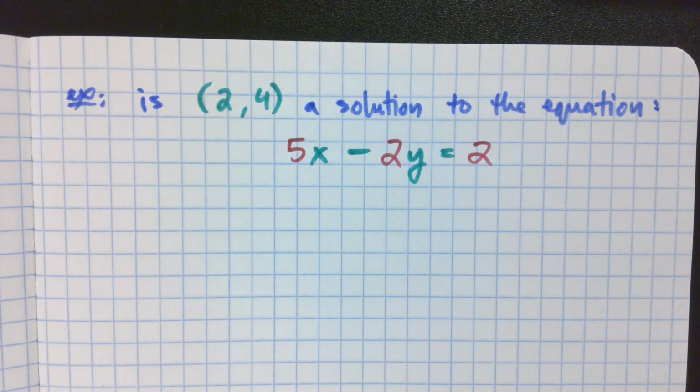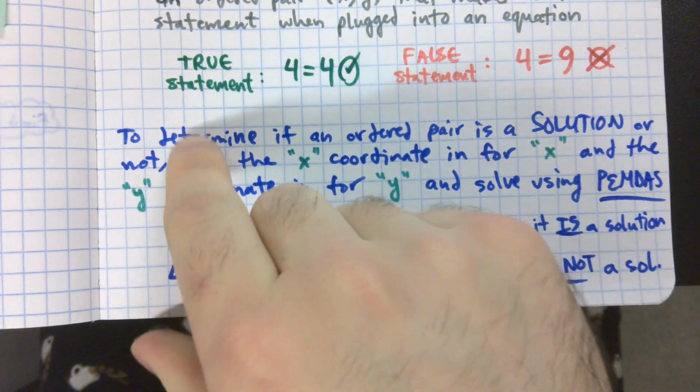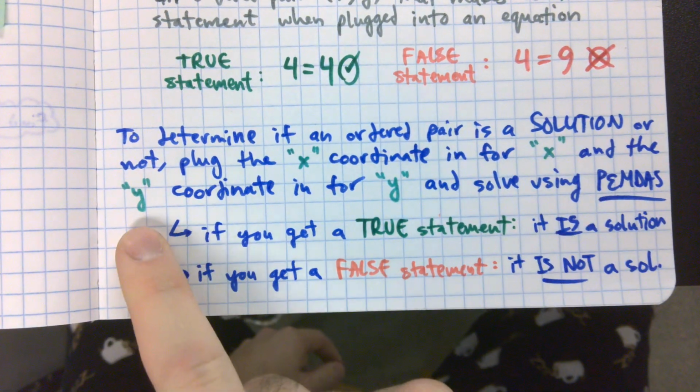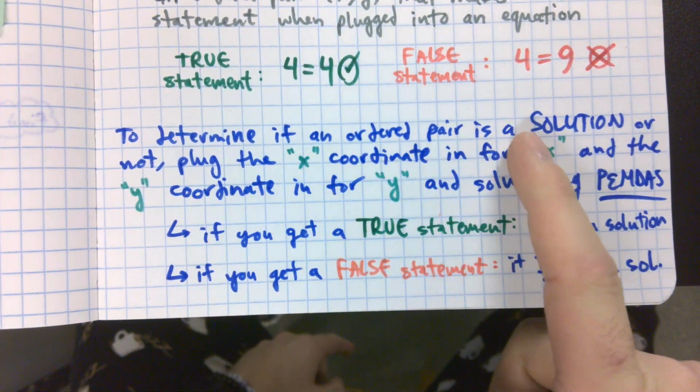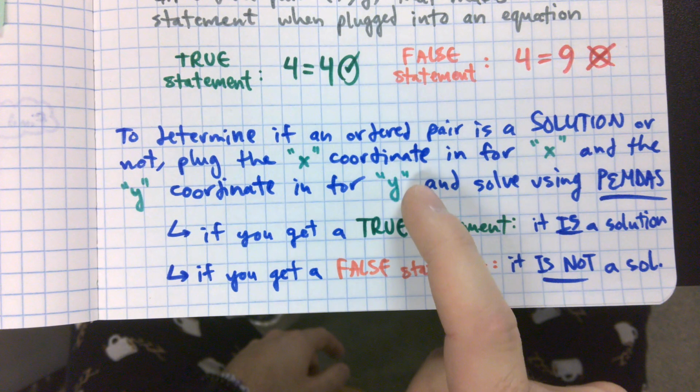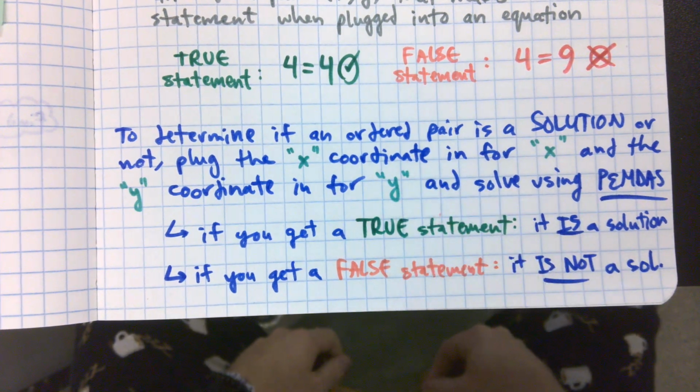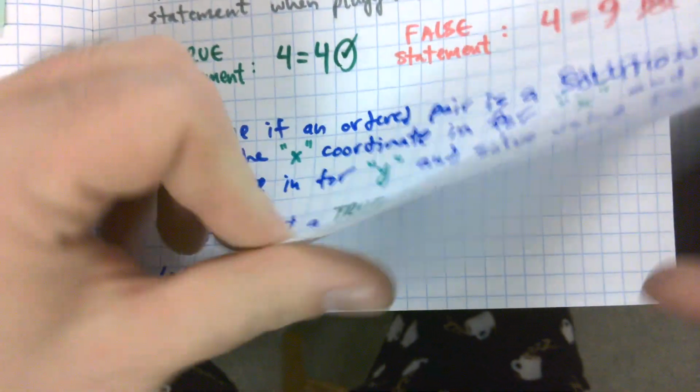So is this point a solution to the equation? How am I going to figure this out? Well, if we take one flip back, to determine if an ordered pair is a solution or not, plug x in for x, plug y in for y, and solve it out. Then we'll look to see if we have a true statement or not.